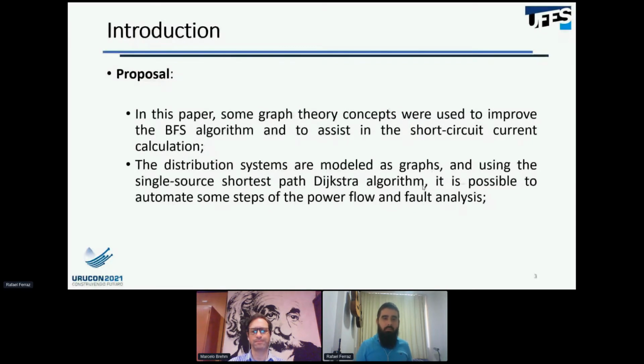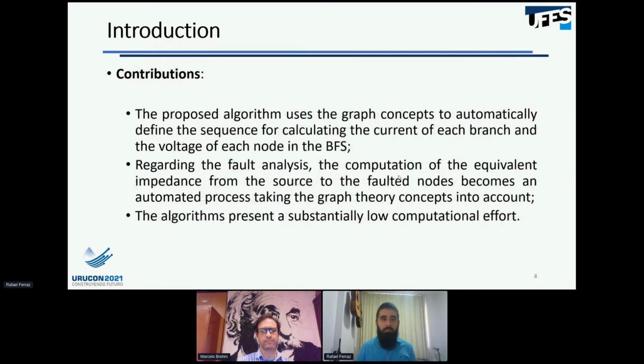Okay. So the purpose of this paper, in this paper, some graph theory concepts were used to improve the BFS algorithm, that is the backward-forward sweep, and to assist the short-circuit current calculations. The distribution system is modeled as a graph, and using the single-source shortest path Dijkstra algorithm, it is possible to automate some steps of the power flow and fault analysis. The contributions of this paper.